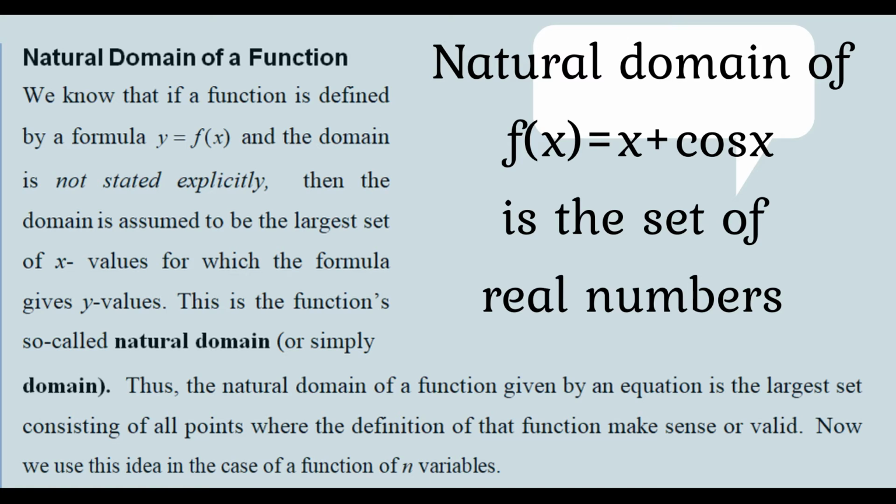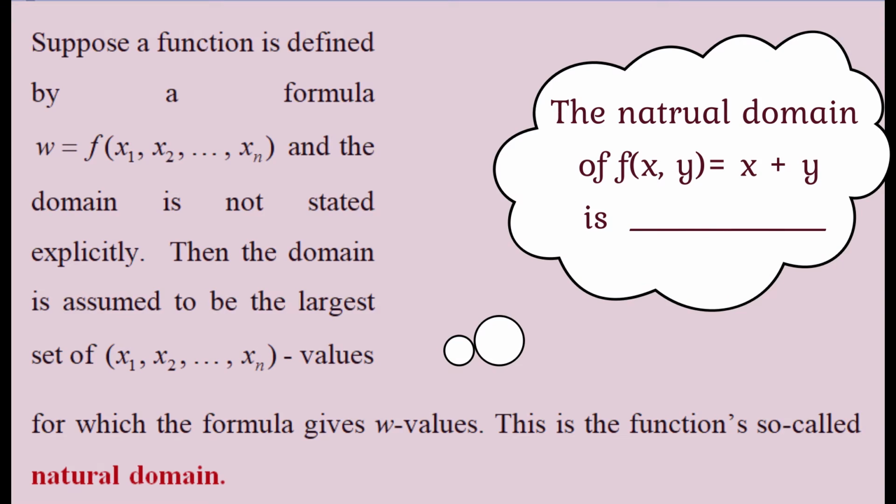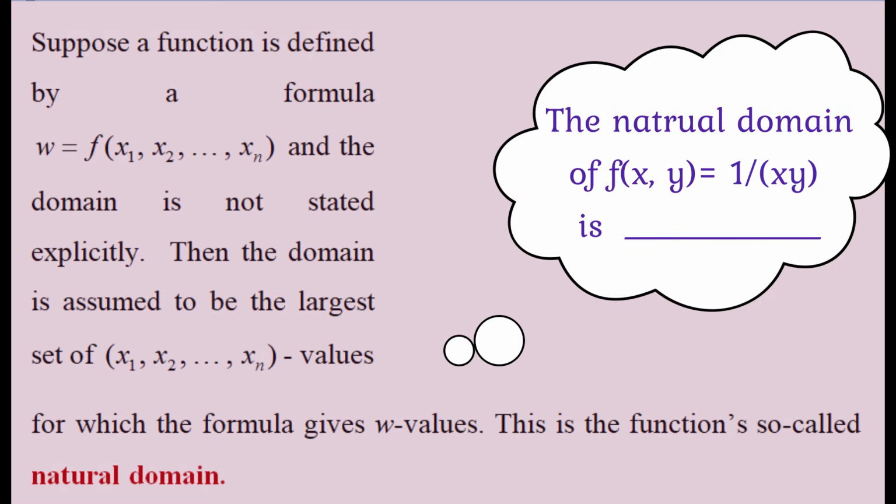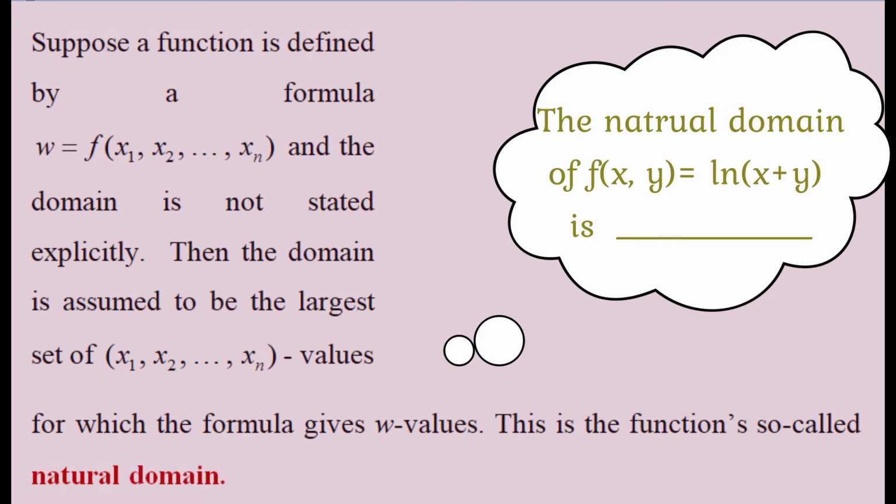Now, we use this idea in the case of a function of n variables. Suppose a function is defined by a formula w = f(x1, x2, ..., xn) and the domain is not stated explicitly. Then the domain is assumed to be the largest set of n-tuples (x1, x2, ..., xn) for which the formula gives w values. This is the function's so-called natural domain.